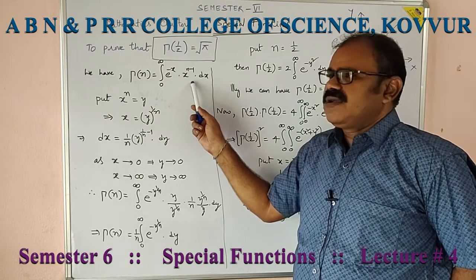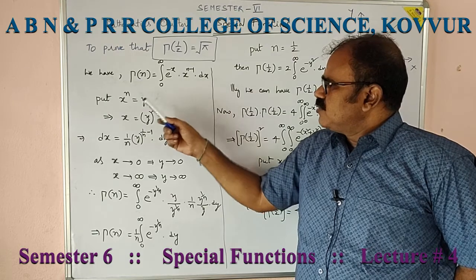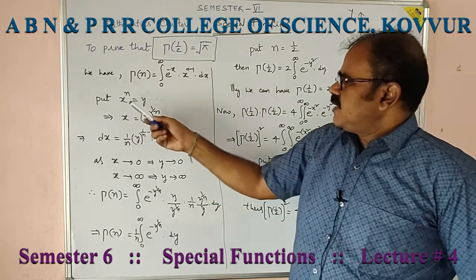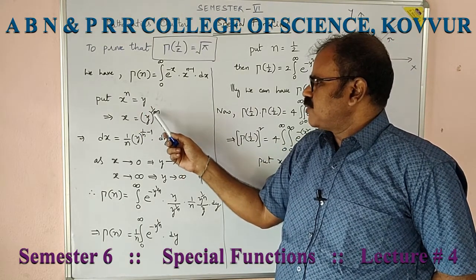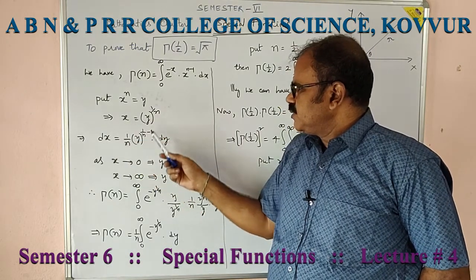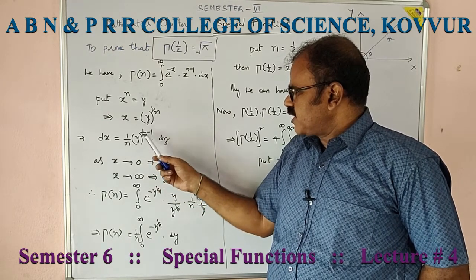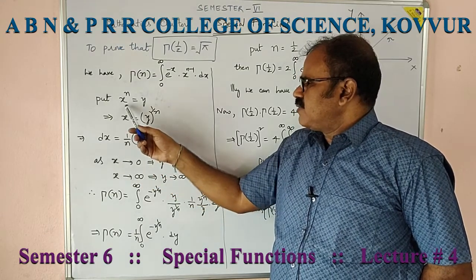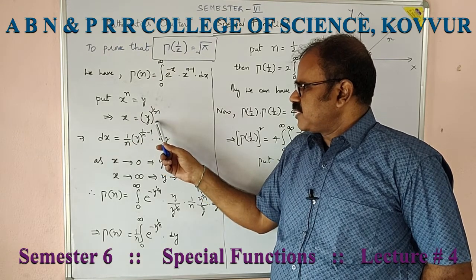So this is the defined gamma function, in which we substitute x power n is equal to y. As x power n is equal to y, x is equal to y to the power of 1 by n, and dx is equal to the derivative, 1 by n y to the power of 1 by n minus 1 dy. This is the value of dx.